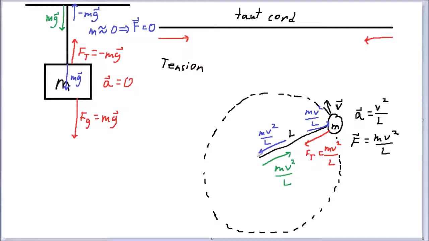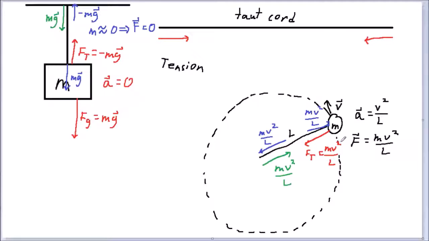And this is why you feel this outward pulling force whenever you spin this ball in a circle. Although the ball is actually being pulled towards you by tension, your hand is being pulled outward by the tension, which is why you feel the outward force, but the ball feels an inward force.